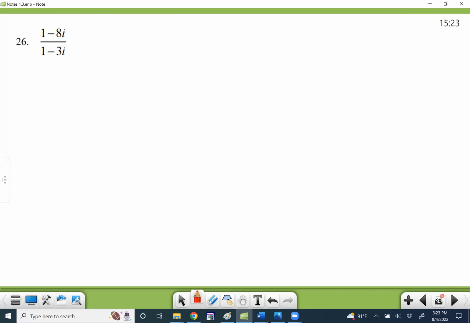So we're going to go ahead and multiply by the conjugate of the denominator. So minus 3i. Negative 8i times 1. Negative 8i times 3i. Since they're conjugates, I'm just going to do the first, 1 times 1, and the last, negative 3i times positive 3i.